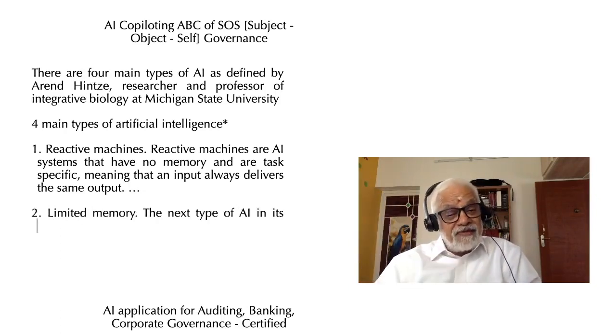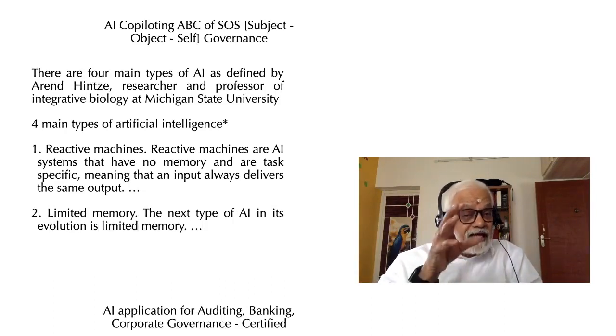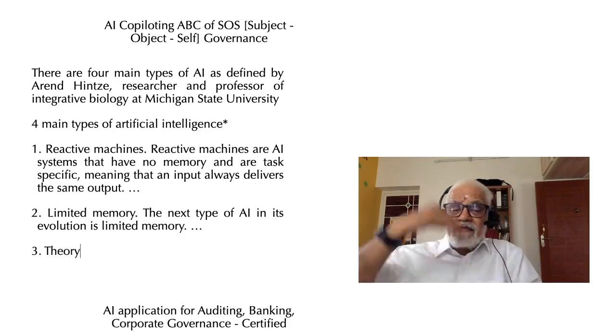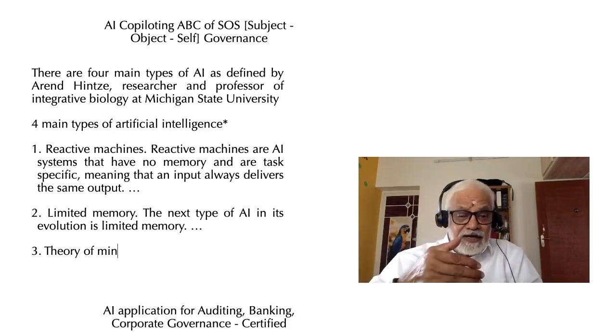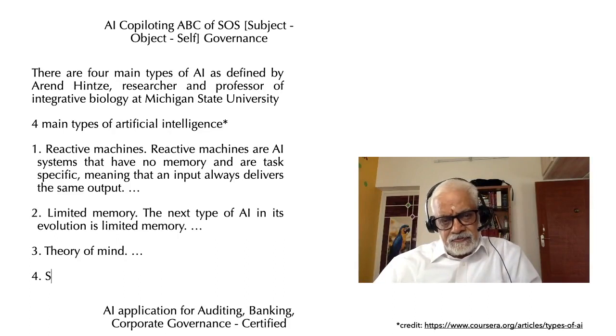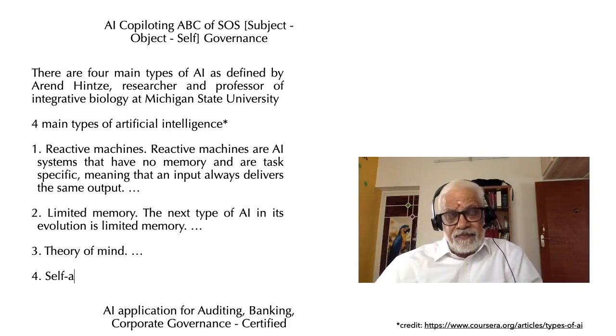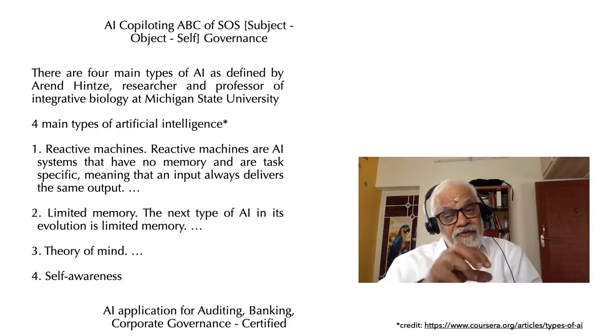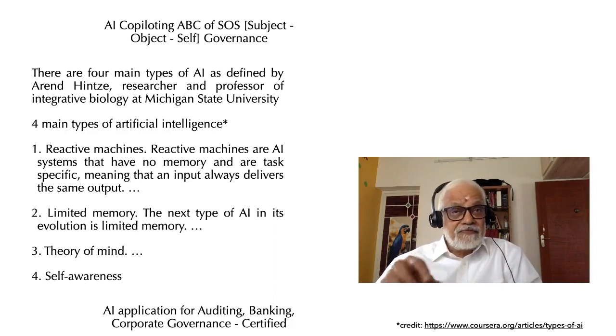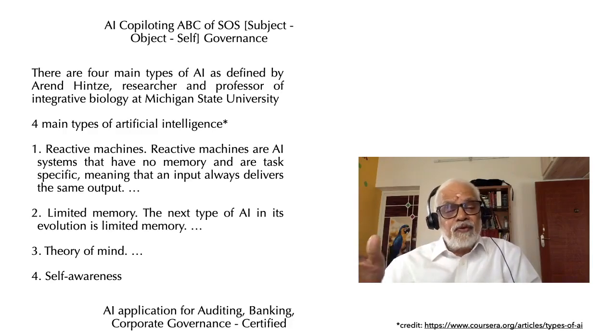Number two, limited memory. The next type of AI in its evolution is limited memory. As a continuation, number three is theory of mind, and number four, self-awareness. Let me come to number two, which is limited memory. Limited memory, in my opinion, is the most difficult stage, what I call the HACCP of AI, hazard analysis and critical control points. It is dangerous to give a robot with limited memory the freedom to do what you want. Sending it possibly to Mars may be okay, but allowing it to run around here on planet Earth will be a very difficult competition between the human mind and the AI mind.